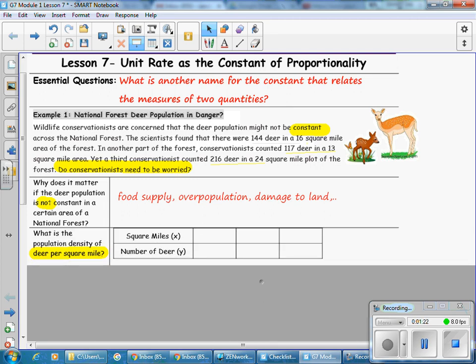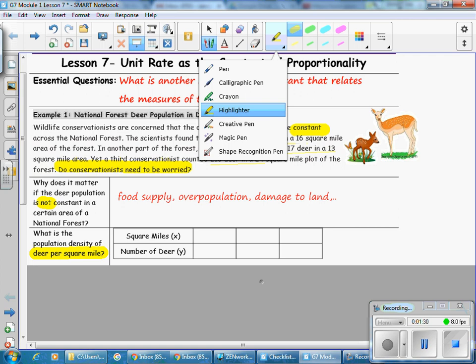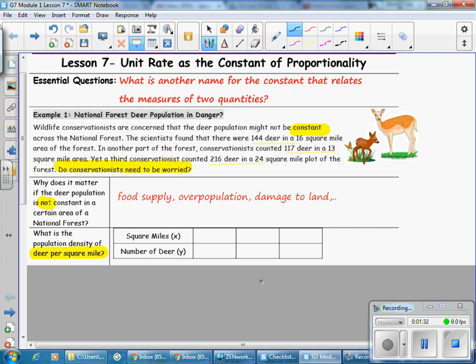For the first question, what is the population density of the deer per square mile? What they want us to find there is the unit rate. Per square mile means the quantity of deer for 1 square mile. So we want to set up our table.